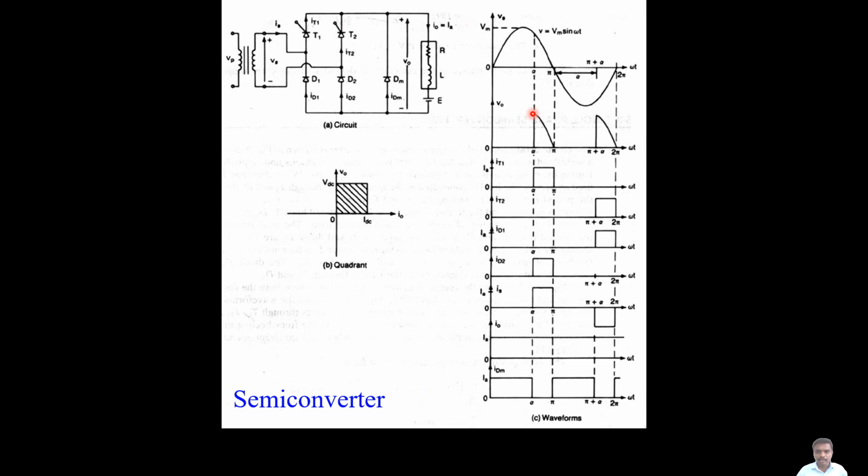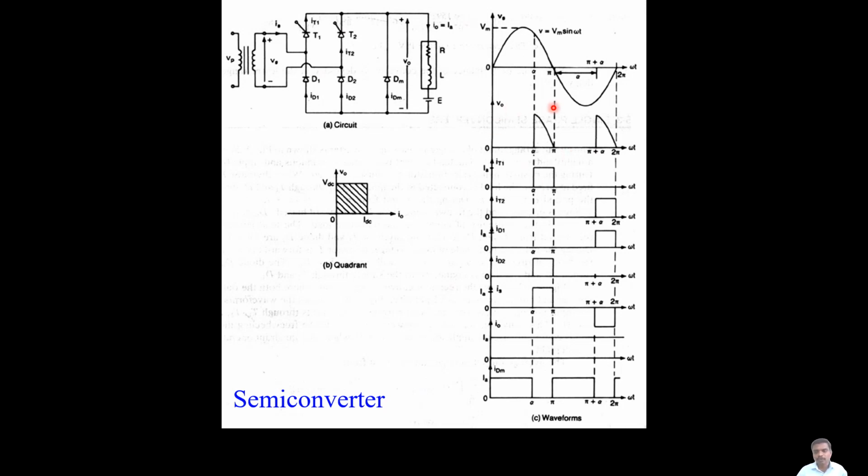You can see the output voltage V0, which after the angle alpha will come like this. This is pi plus alpha. Here T1 and D2 will be conducting in this period. So here the conversion is with the help of semi-controlled switches. One switch is controlled and the other switch is uncontrolled, so we term it a semi-controlled converter. Half controlled, half uncontrolled, so we can also say this is a half controlled converter.